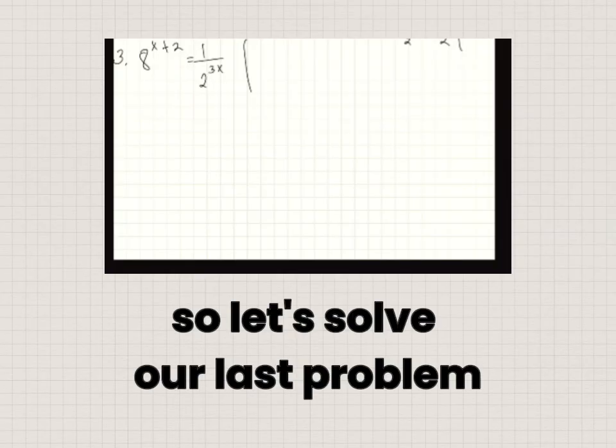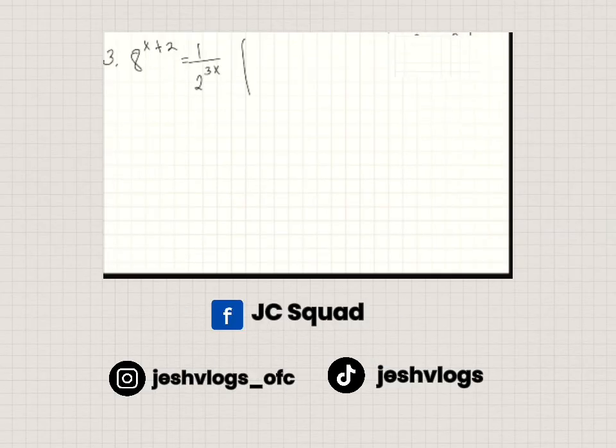So, let's solve our last problem. And if you notice, I changed it so that we will be more challenged. So, we have 8 raised to x plus 2 is equal to 1 over 2 raised to 3x. So, let's try to make it a base of 2. That's our goal. Since they are similar, they can be made into a base of 2.